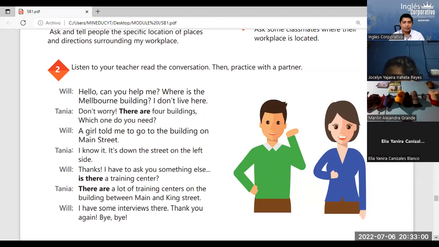Dice, hello, can you help me? What is the Melbourne building? I don't live here. Don't worry. There are four buildings. Which one do you need? The girl told me to go to the building on Main Street. I nodded. It's down the street on the left side. Thanks. I had to ask you something else. Is there a train center? There are a lot of train centers on the building between Main and King Street. I have some interview there. Thank you again. Bye-bye.